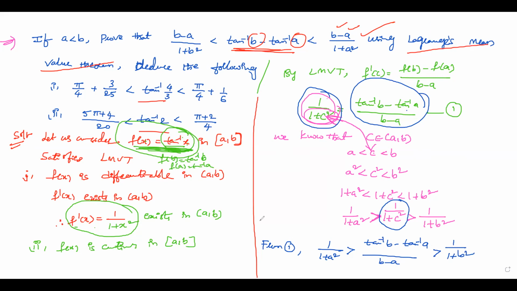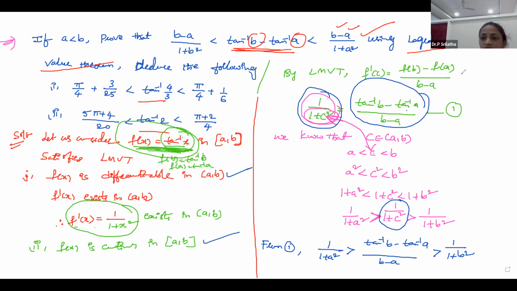Yes, ma'am. So first we need to write: by using Lagrange's mean value theorem, it satisfies all the conditions of Lagrange's mean value theorem. That means it is differentiable and continuous, we can use the main formula, and also c belongs to the open interval a comma b. So from the differentiable condition we can write f dash of x. Let us consider that the function f of x is tan inverse x and the limits are a, b.